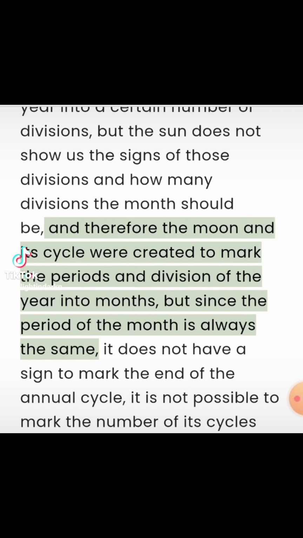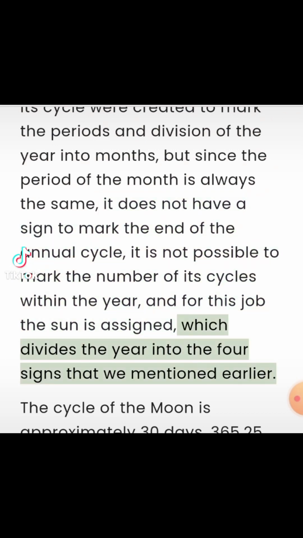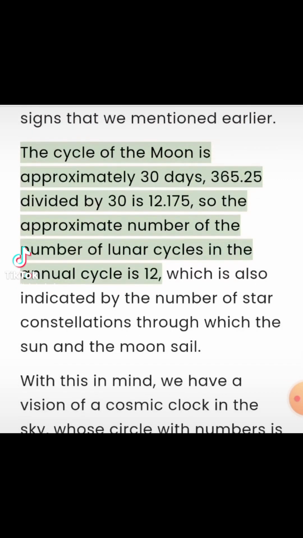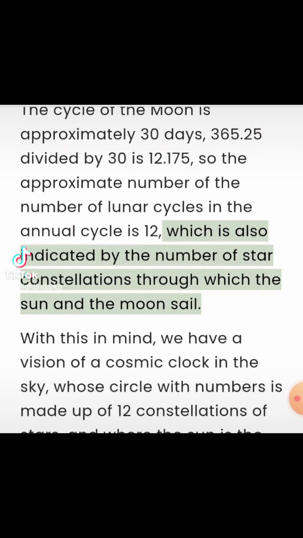but since the period of the month is always the same, it does not have a sign to mark the end of the annual cycle. It is not possible to mark the number of its cycles within the year, and for this job the sun is a sign, which divides the year into the 4 signs that we mentioned earlier. The cycle of the moon is approximately 30 days. 365.25 divided by 30 is 12.175, so the approximate number of lunar cycles in the annual cycle is 12. Which is also indicated by the number of star constellations through which the sun and the moon sail.